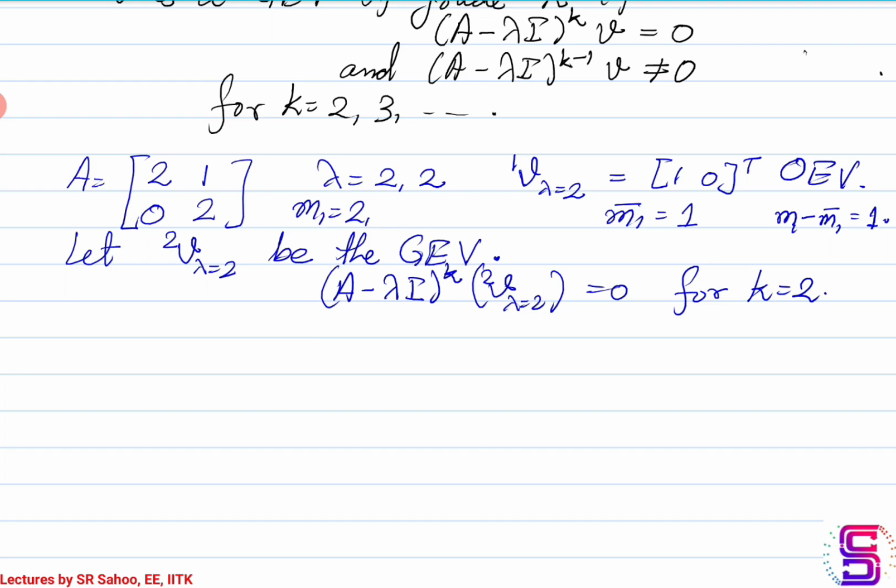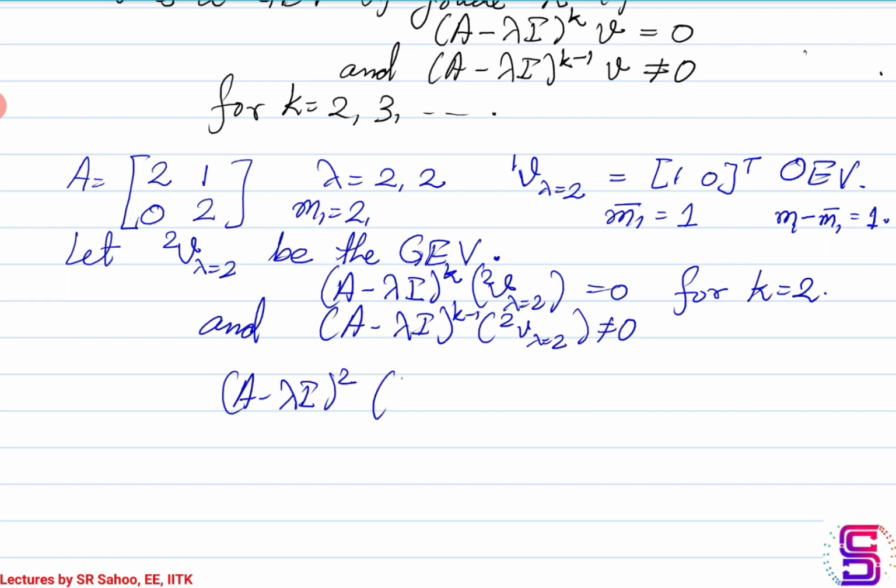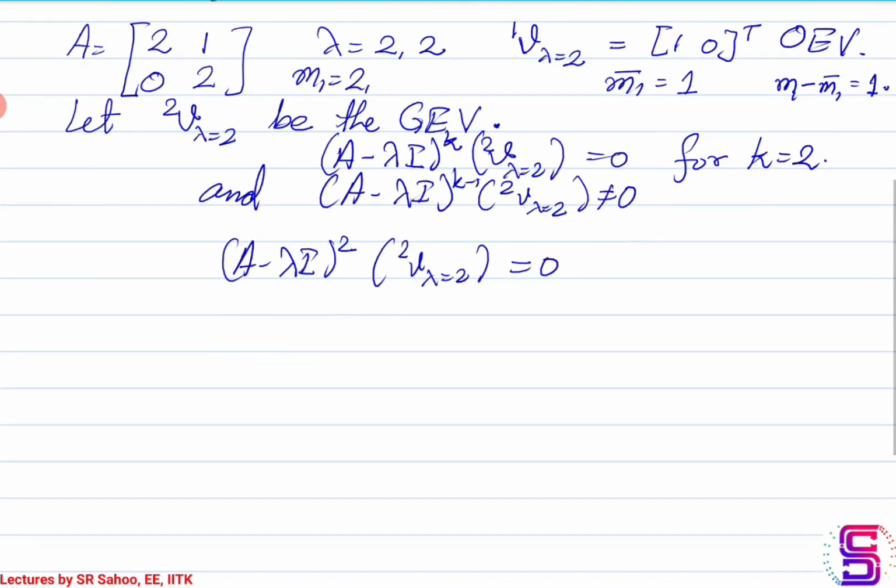Along with the fact that (A minus lambda I) to the power k minus 1 multiplied by 2V lambda equal to 2 cannot be 0. Fine, fair. So I'll write it like this. I can split the power of A minus lambda I in this form.